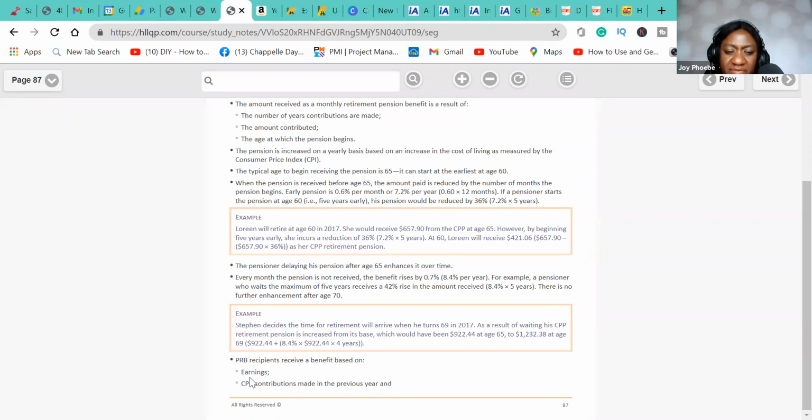PRB recipients receive benefits based on any CPP contributions made in the previous year. This section is so dry.